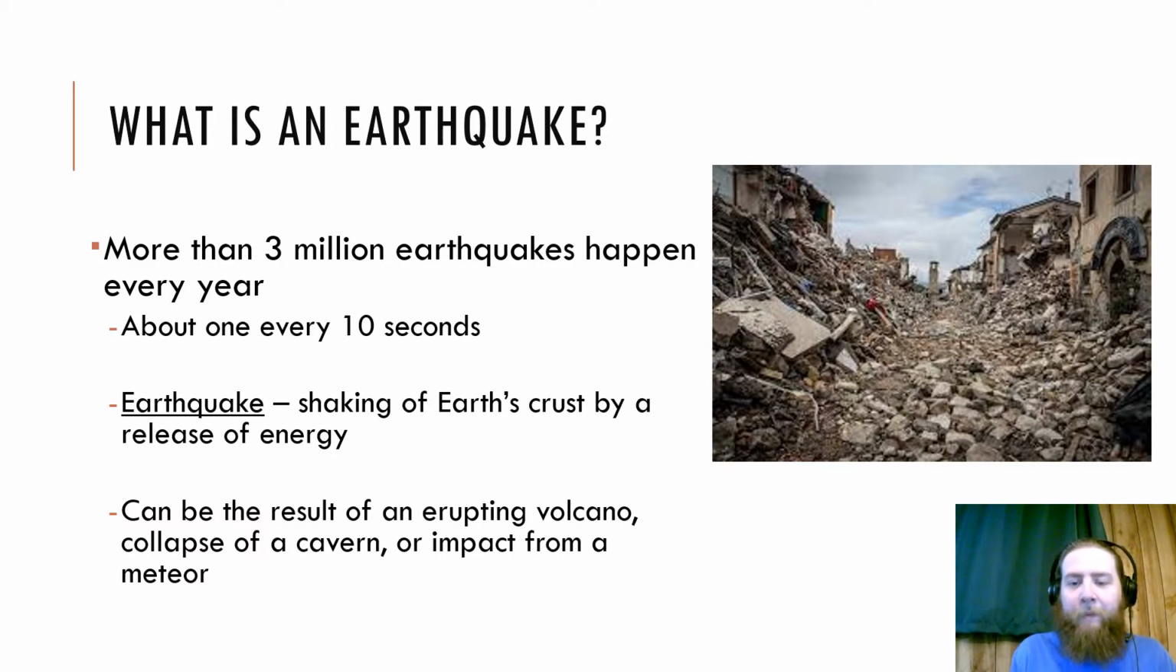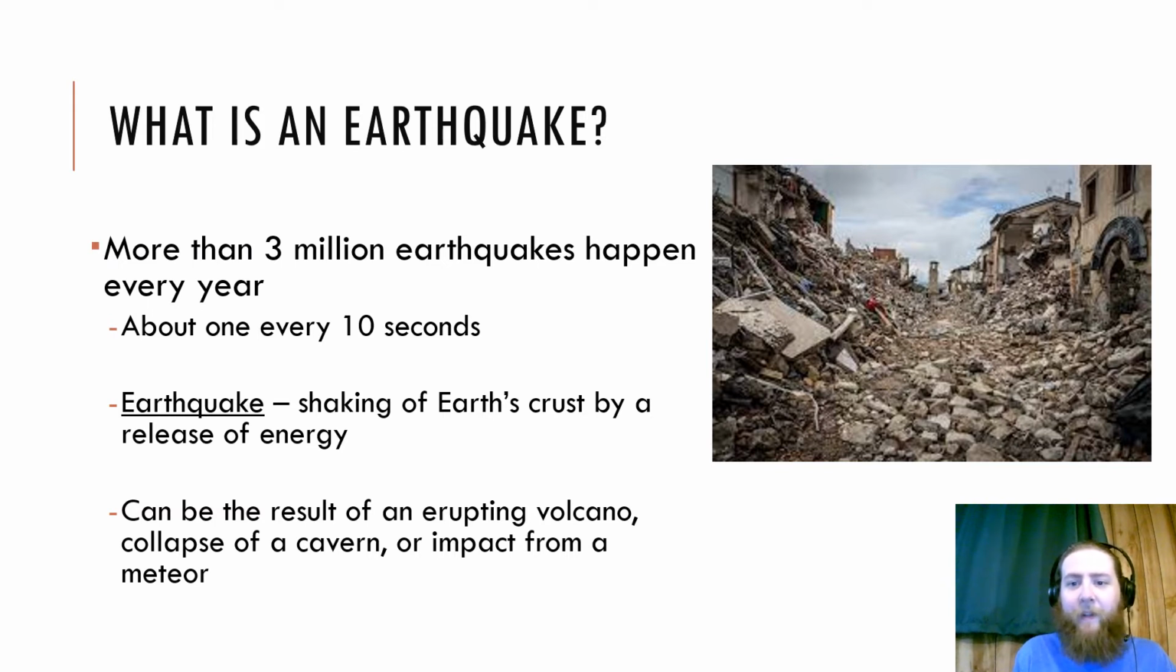More than 3 million earthquakes happen every year. About every 10 seconds, an earthquake happens somewhere globally. An earthquake is the shaking of Earth's crust by a release of energy. So it can result from an erupting volcano, a collapse of a cavern, or an impact from a meteor. If meteors are big enough to strike Earth, they can cause an earthquake.